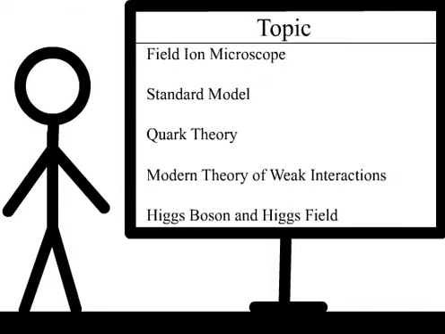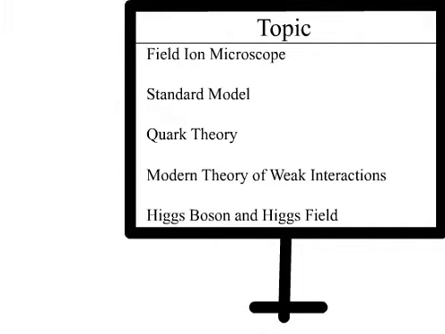Today we will be talking about the important advancements of the atomic theory. These contributions will date back all the way from 1960 to present. First we will talk about the field ion microscope, then the Standard Model, then the quark theory, the modern theory of weak interactions, and lastly the theoretical Higgs boson and Higgs field theory.